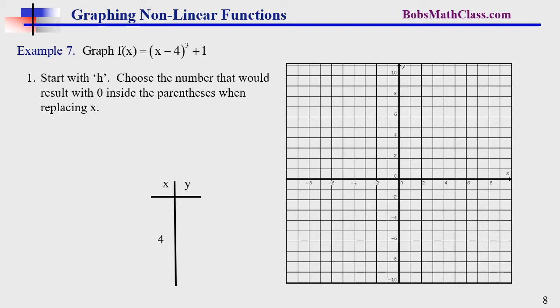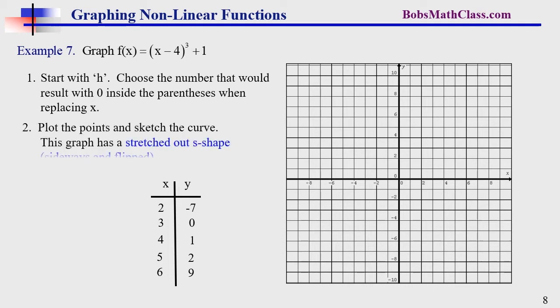Then two numbers to the left and two numbers to the right. So 2 and 3. What's right after 4? Yeah, 5 and 6. Just think of a number line. All right, pause the video, work those out. All right, we got -7, 0, 1, 2, and 9. Plug those in. Graph those points. So (2, -7), and so forth.